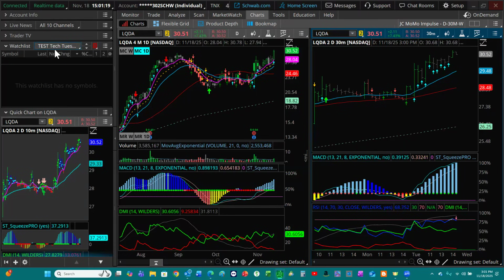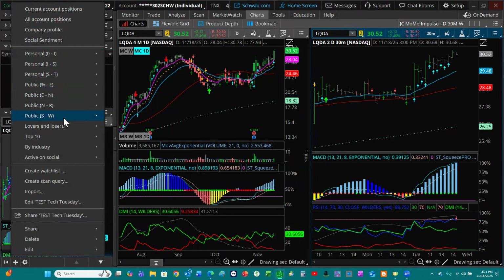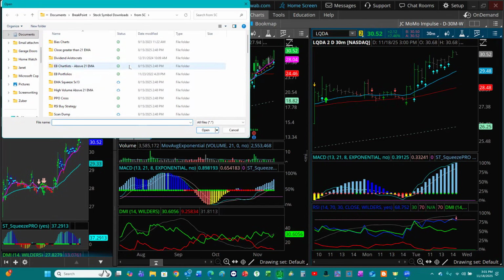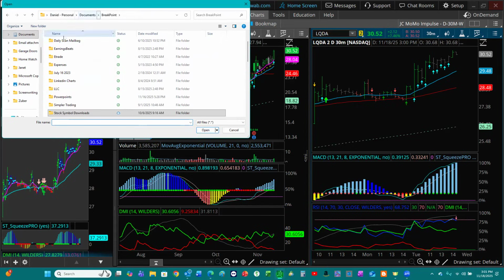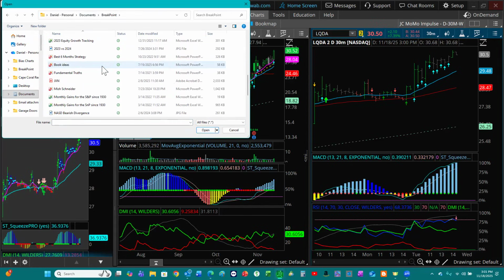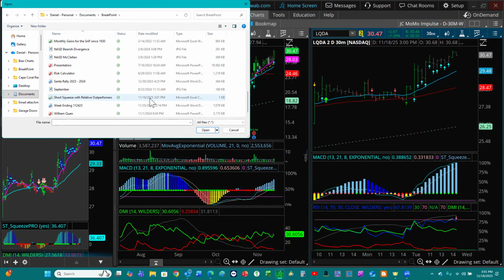And now over here, I've got this test watch list that's blank. What I want to do is import from a file. And the file I saved it as was Breakpoint, short squeeze with relative outperformers. You can see the date, 11/18, right there.